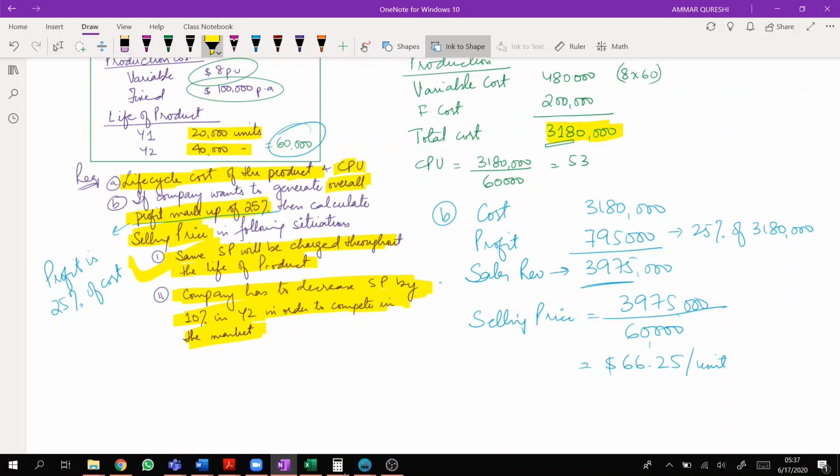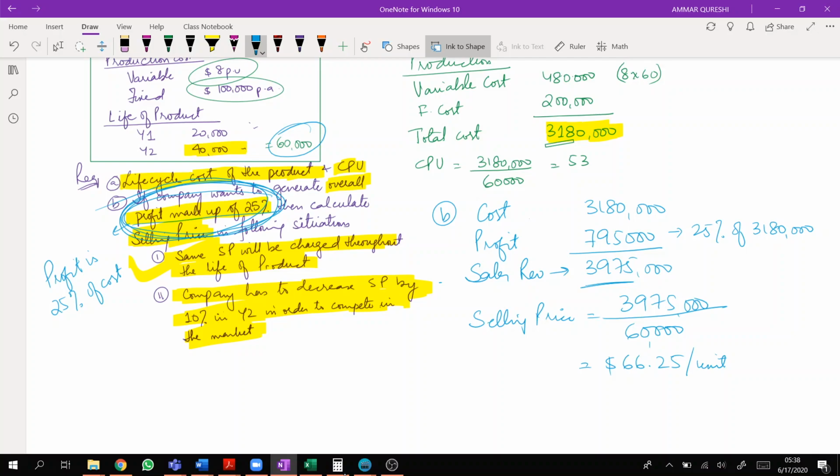Now, the situation is a bit complicated. Situation is that whatever selling price you will charge in the first year, in the second year, in order to sell 40,000 units, company has to reduce selling price by 10%. Now, what is the condition here? Condition is that company still wants to generate a profit of 25%.